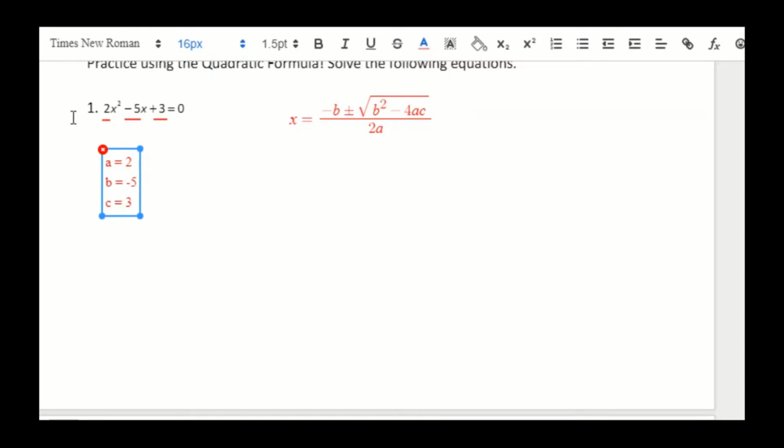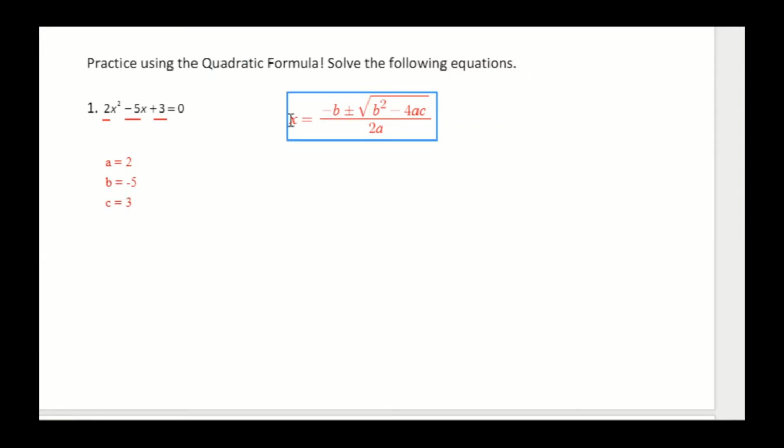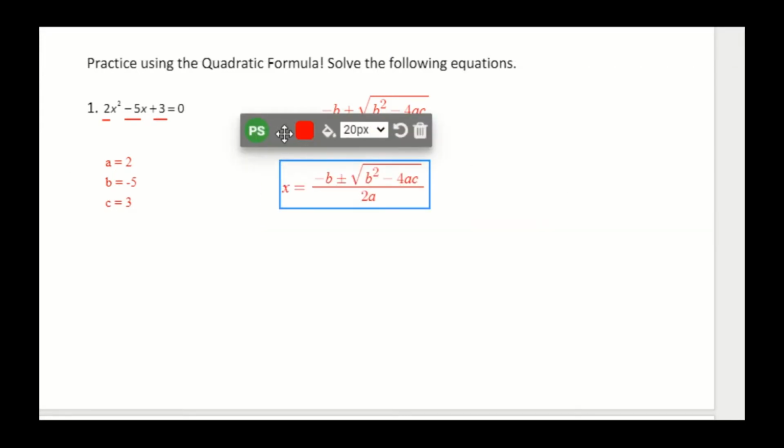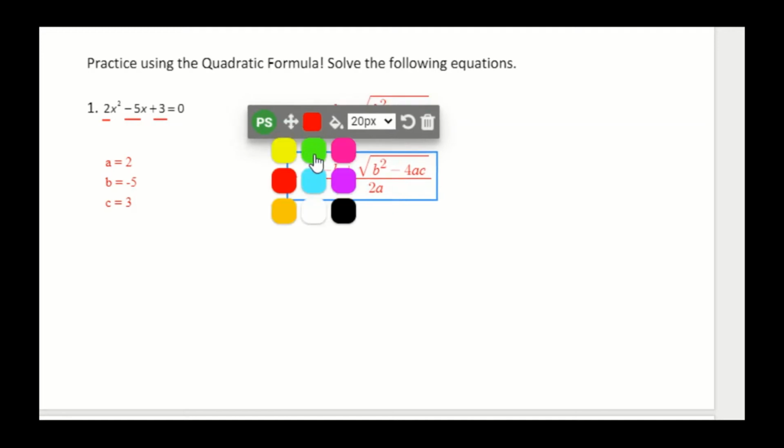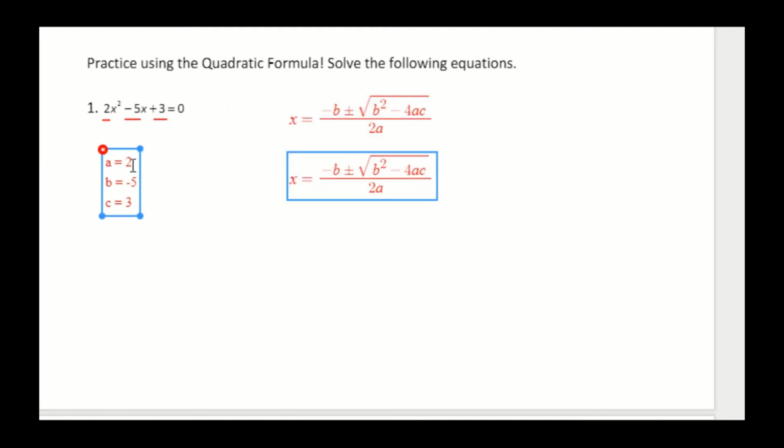As long as your equation's in standard form like this, it should be pretty easy to identify what A, B, and C are. And then from there, it's just a matter of plugging everything in correctly. So let's go ahead and do that. I'm just going to make a copy here of the quadratic formula. Everywhere I see A, I'm going to replace it with a 2. Everywhere I see B, I'll replace it with a negative 5. And everywhere I see C, I'll replace that with 3.